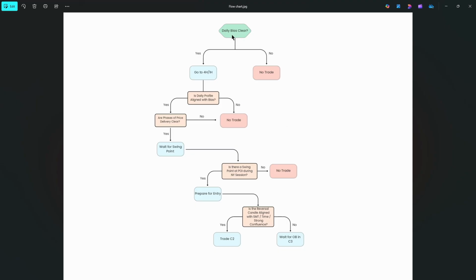This is the kind of protocol I'm using. This is the flow chart. I will be going over this in the next video. First I have to start with the daily bias. Is it clear? If no, then there will be no trade, because if you don't have a daily bias, then you shouldn't be dropping down to the lower time frames. If I have a bias, then I should go to the 4 hour chart.